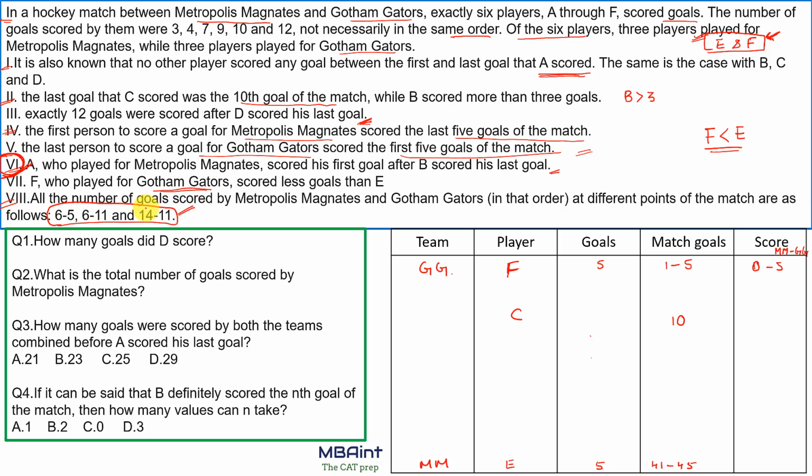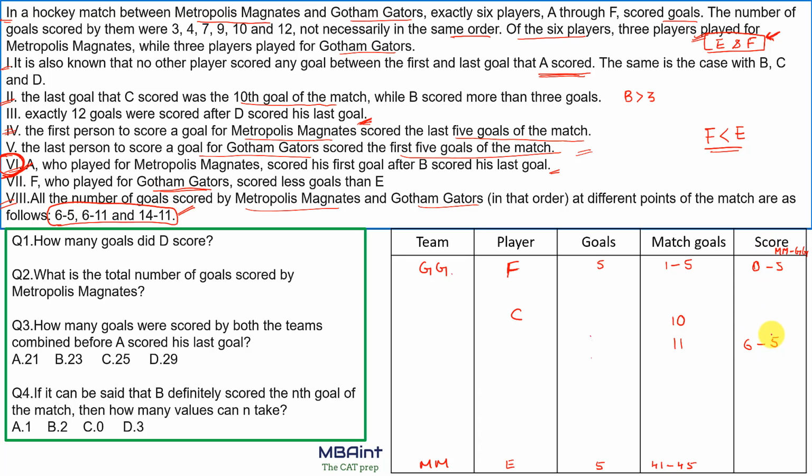Now the 8th point: the numbers of goals scored by MM and GG, in that order, at different points of the match are 6-5, 6-11 and 14-11. When it is 6-5, the total number of goals in the match is 11. So at the 11th goal, the score would be 6-5.